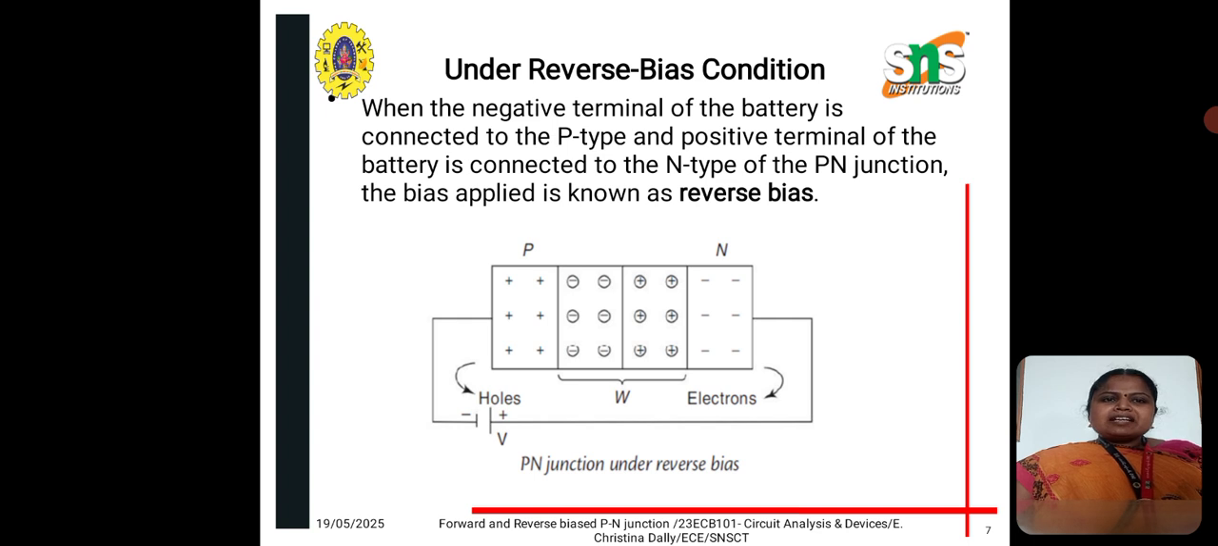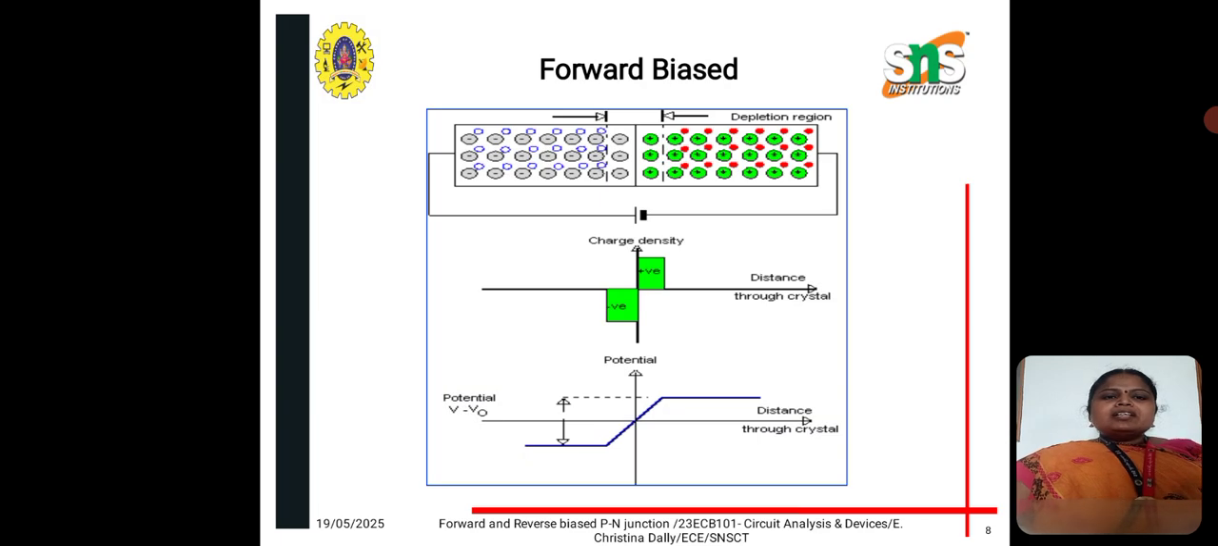In the reverse bias condition, when the negative terminal of the battery is connected to the P type and the positive terminal of the battery is connected to the N type of the PN junction, the bias applied is known as reverse bias. So from the diagram itself we can see the negative is connected to the P type and the positive is connected to the N type. So this is termed the reverse bias condition. This is the representation of the reverse bias, as the connection is the same but the terminals are connected in the reverse condition.